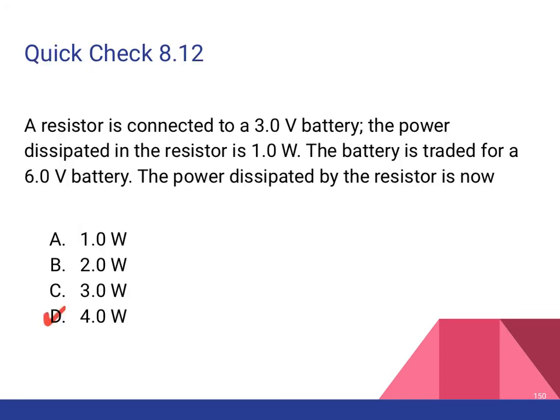All right, so we got a little quick check here, and this one might be a little confusing at first, but we got a resistor that's connected to a 3-volt battery, and the power dissipated is 1 watt. So in our initial case, we know that P equals IV, and the voltage is 3 volts, and the power is 1 watt.